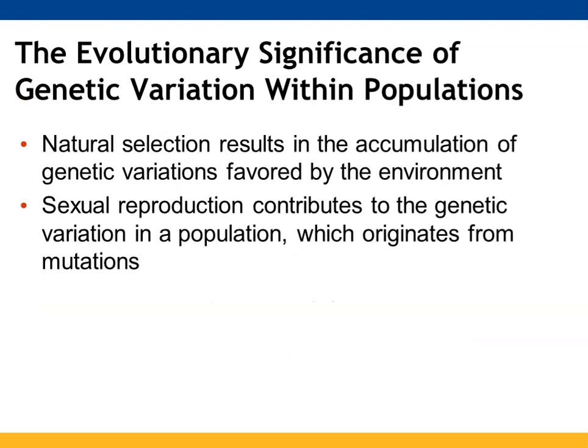And so the last piece we're going to talk about is how this can play a role within populations. We're going to spend more time on evolution, probably February or so. Natural selection is going to result in lots of different genetic variations that are going to be favored by the environment. And so you have all these different allele combinations that are available. And so this is going to increase the amount of variation in a population.